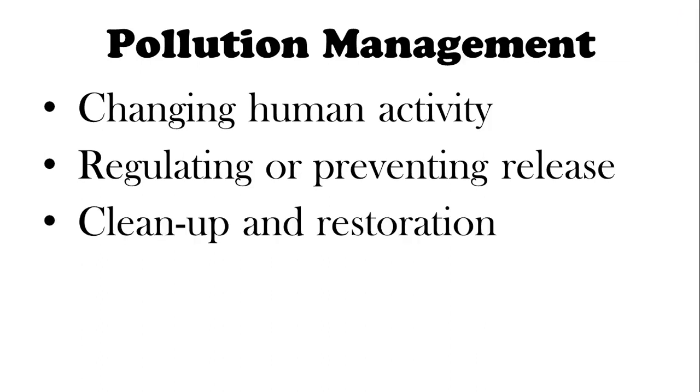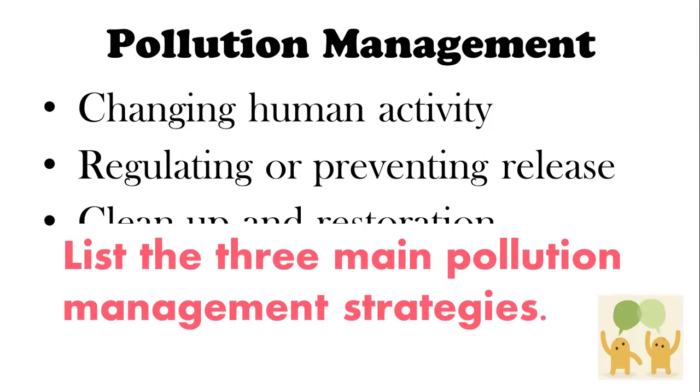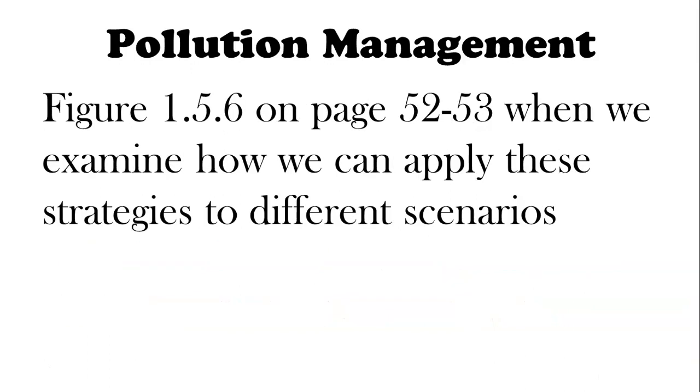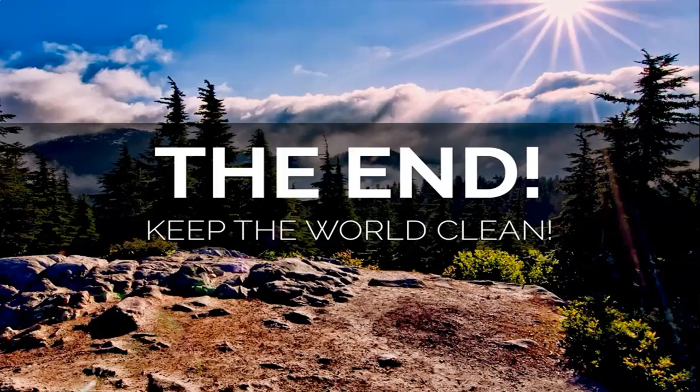So if the first 2 strategies don't work, we can always try to clean up and restore an environment that's been damaged by pollution. This usually happens by trying to remove a pollutant that's been released into an ecosystem. We should make sure that we can list the 3 main pollution management strategies that we just talked about. And there's a good figure that explains these management strategies on pages 52 and 53. It's figure 1.5.6.